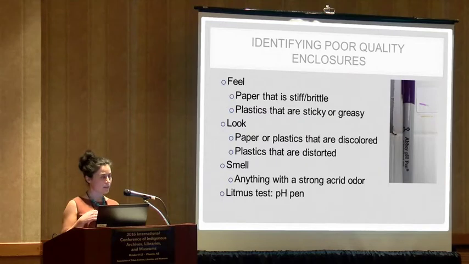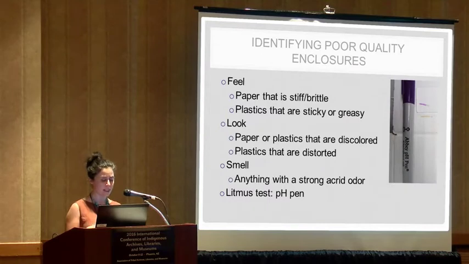And to evaluate that current state, there's a lot you can do through just using your own senses. The feel, you can easily feel when paper is becoming weak and brittle. Any kind of plastics that are sticky and greasy definitely should go. You want to look at things, if you see paper that is discolored, plastics that are discolored, plastics also that may become distorted as they deteriorate. And also you can sometimes smell the deterioration products off-gassing. So anything with a strong acrid odor is probably actively deteriorating.